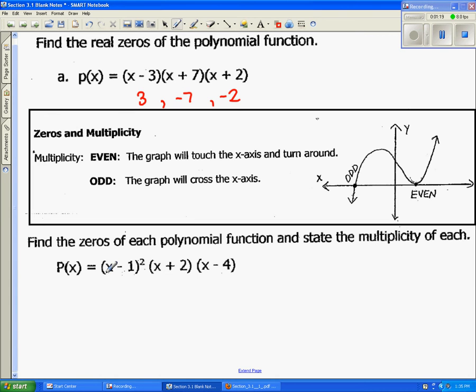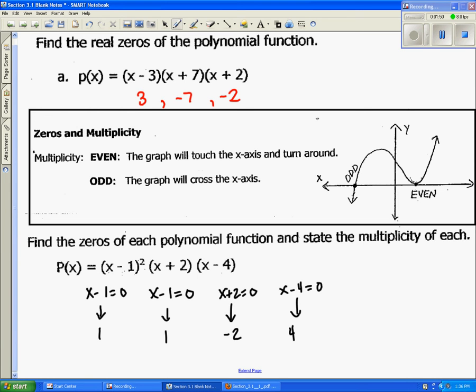So on this problem, they say find the zeros of each function. If I take x minus 1, set it equal to 0 and solve, I'm going to get 1. And I have to do that 2 times because it is there 2 times. So I get x minus 1 equals 0, solve, then I do x plus 2 equal to 0. When I solve this, I get negative 2. x minus 4 equals 0, and when I solve this, I'm going to get positive 4.